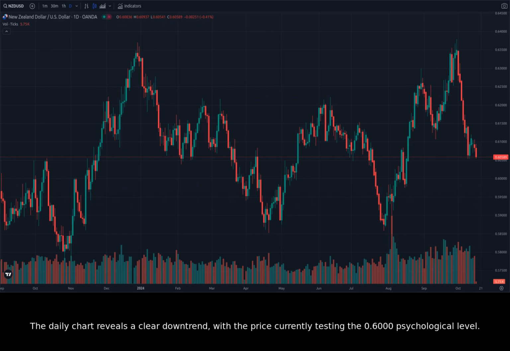The daily chart reveals a clear downtrend, with the price currently testing the 0.6000 psychological level. If the price breaks below this level, it could signal further downside potential for the Kiwi. Let's take a closer look at the 1-hour chart to see if there are any opportunities for short-term trades.